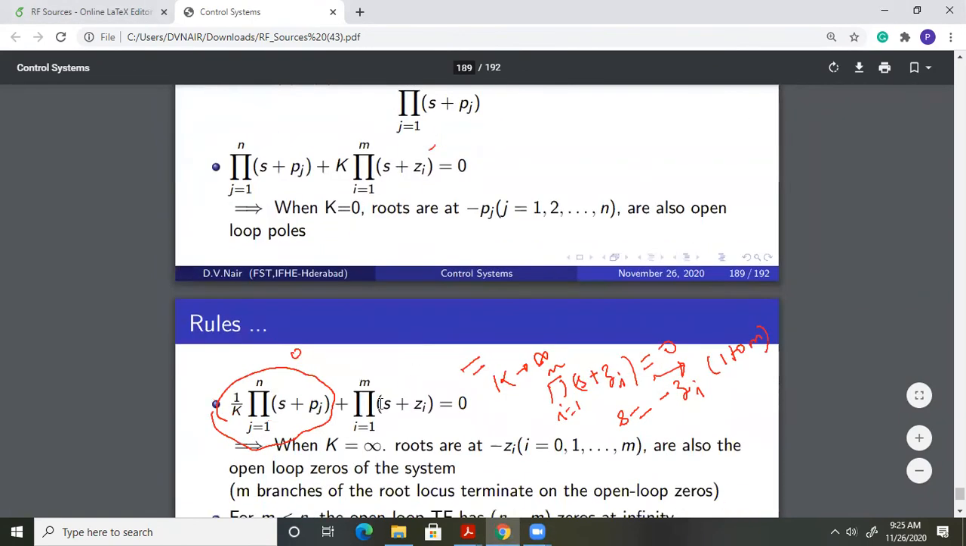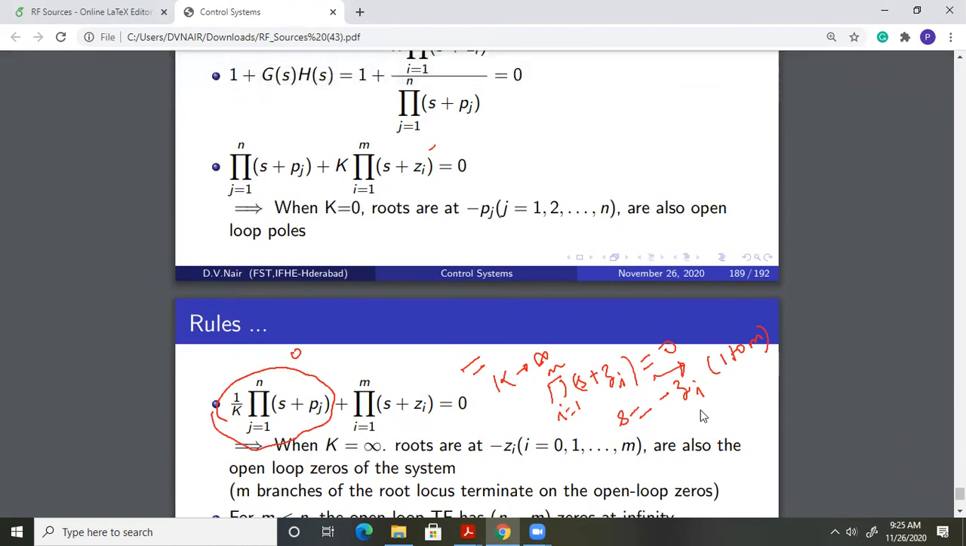So the characteristic equation for k becoming infinity is reduced to this here, where my cursor is moving. And this solution is nothing but the open loop zeros. So the roots have become open loop zeros. So all the branches that have started at open loop poles with k equal to 0 have now terminated at open loop zeros with k equal to infinity. So this is what we have to understand here.